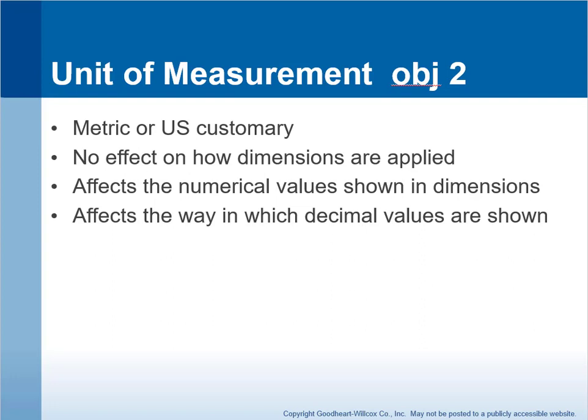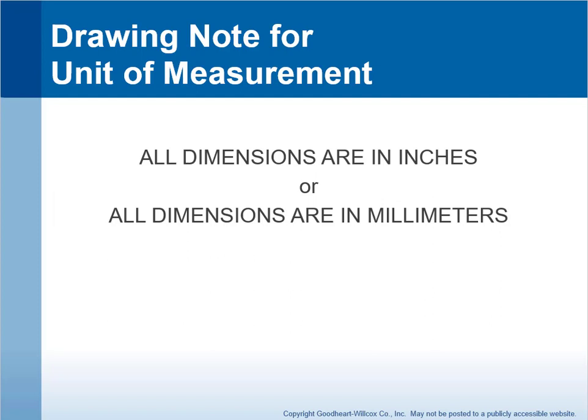Units of measurement. GD&T doesn't really need a specific unit of measurement. You could use metric, the SI units, or the US customary units. It has no effect on how the dimensions are applied. It only affects the numerical values that are shown on the dimensions, and the way the decimals are displayed. Typically you would have a note on the drawing that says all dimensions are in inches or all dimensions are in millimeters, and then the number of decimal places and the numerical values shown would follow those units.